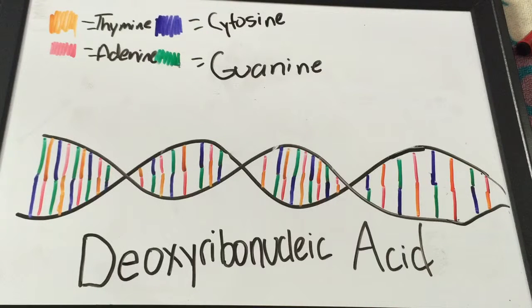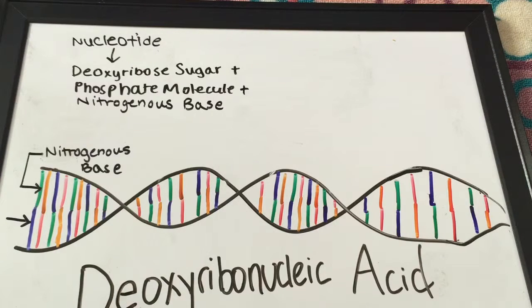DNA stands for deoxyribonucleic acid. There are 4 monomers found in DNA: adenine, cytosine, guanine, and thymine. DNA comprises nucleic acid, which is comprised of nucleotides. Nucleotides are a compound consisting of a nucleoside linked to a phosphate group. A nucleotide consists of deoxyribose sugar, a phosphate molecule, and a nitrogenous base.